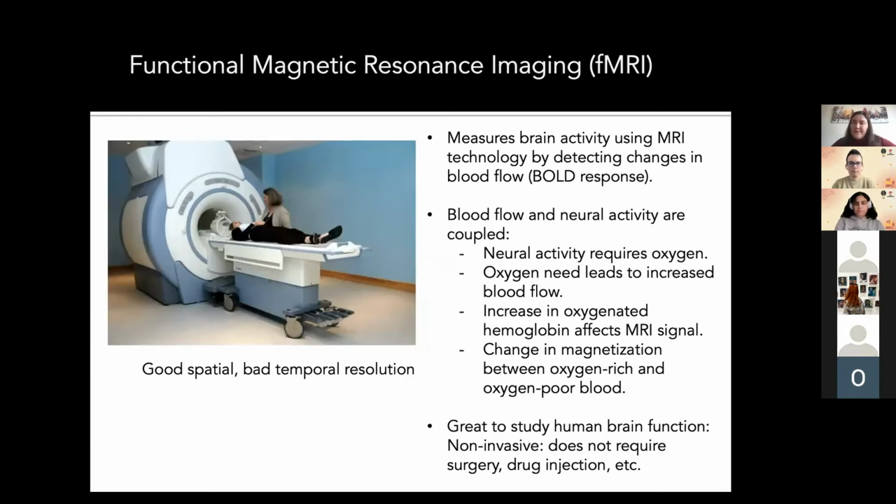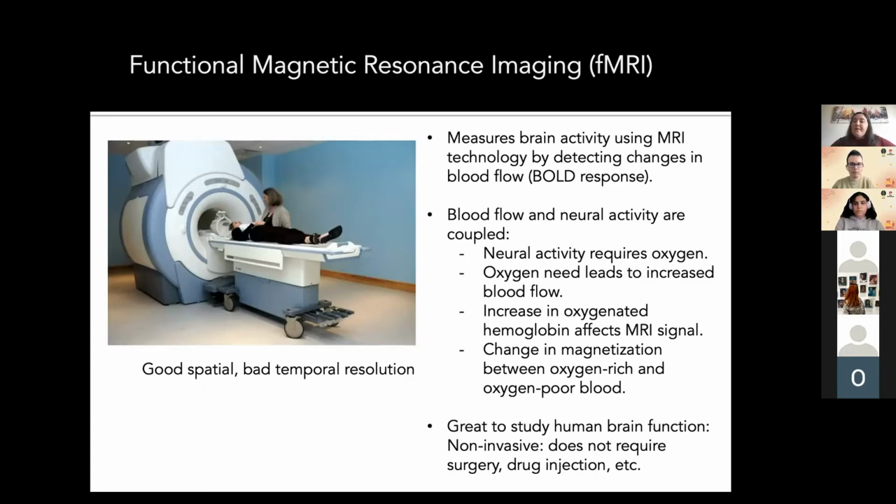This oxygen need leads to increased blood flow to that region. And this increase in oxygenated hemoglobin affects the MRI signal. With fMRI, we measure the change in the magnetization between oxygen-rich and oxygen-poor blood. And I must say that it's not a direct measure of neural activity. It is rather an indirect measure, because as I said, we are measuring blood flow to a region that is actively processing some type of stimulus.